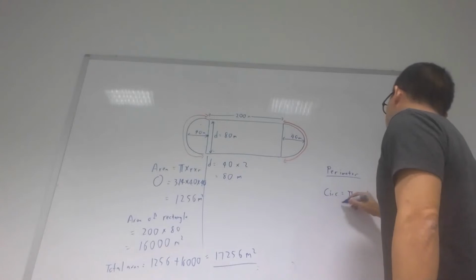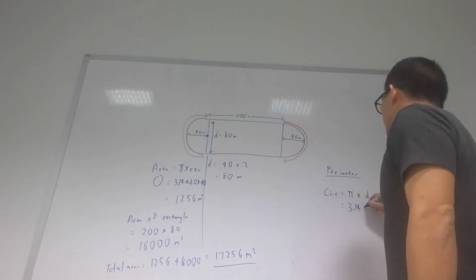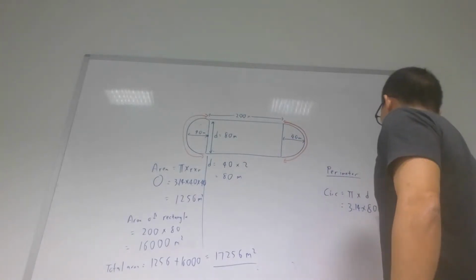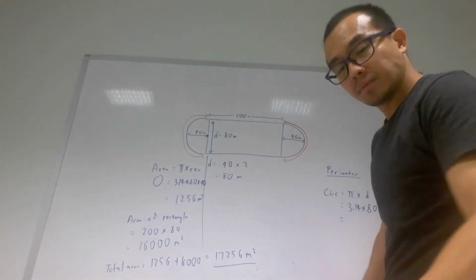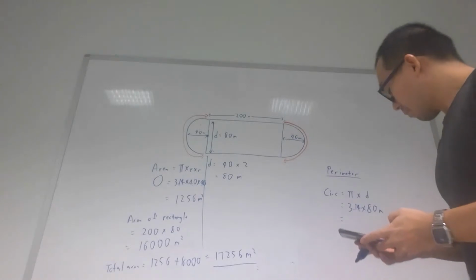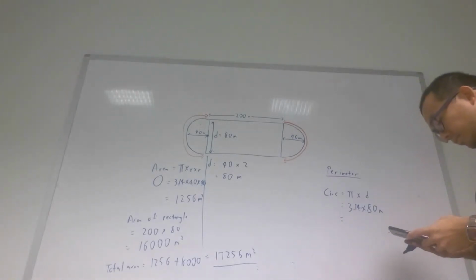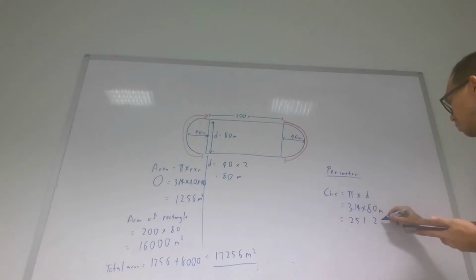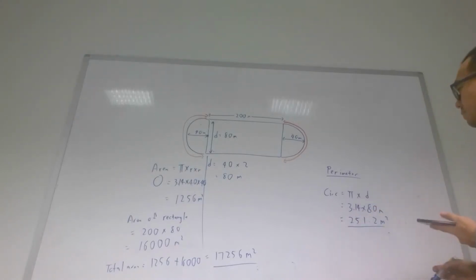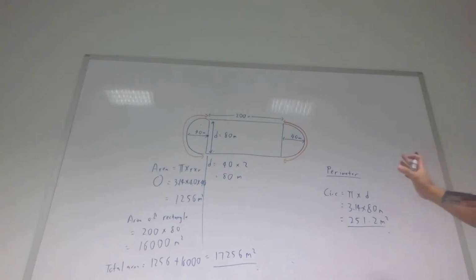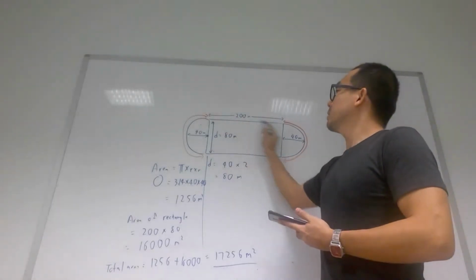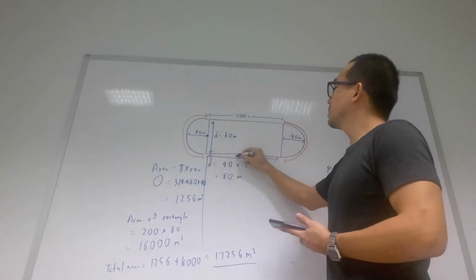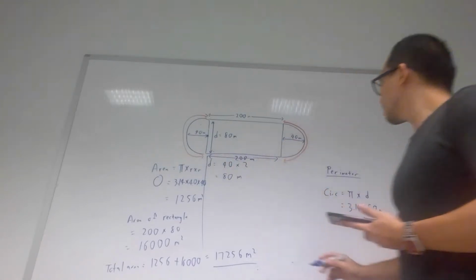Pi times, 3.14. What's the diameter? I don't know the diameter. 18 meters equals 251.2 square meters. Okay? But don't forget 200. This is 200 as well.